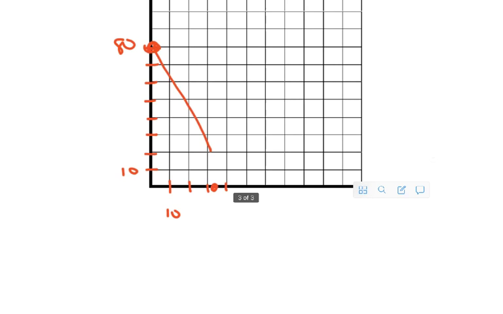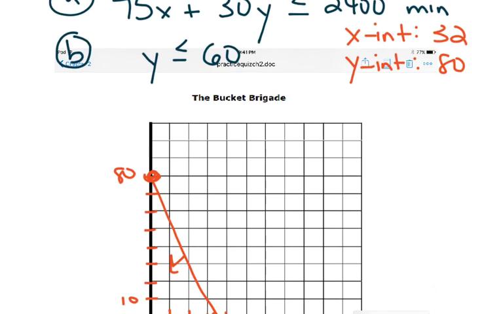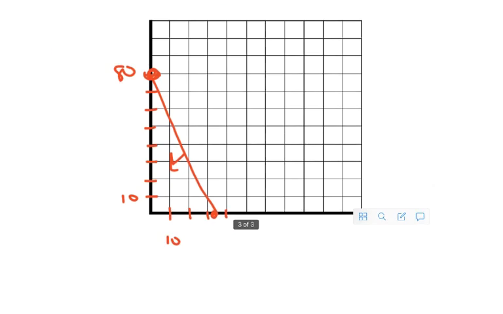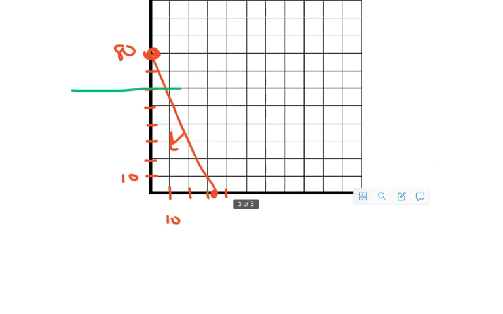All right. There's my first line, and I'm going to shade below it. My second line, because it has Y only, is going to be horizontal. It's going to be a horizontal line at 60, which is going to be right here. And it's also getting shaded underneath, so my shaded region is here.